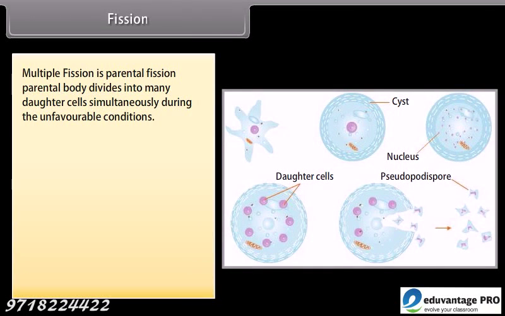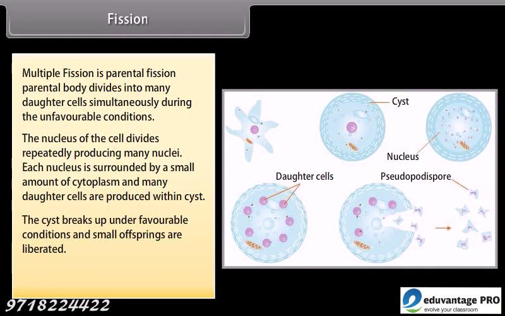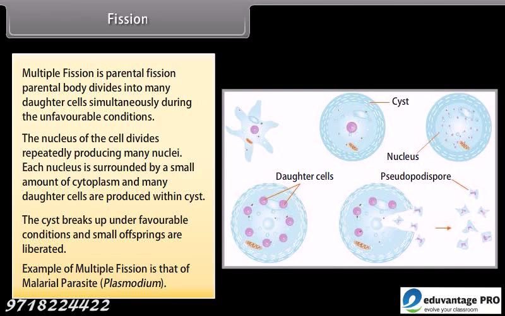Multiple fission is parental fission. Parental body divides into many daughter cells simultaneously during the unfavorable conditions. The nucleus of the cell divides repeatedly, producing many nuclei. Each nucleus is surrounded by a small amount of cytoplasm, and many daughter cells are produced within cyst. The cyst breaks up under favorable conditions, and small offsprings are liberated. Example of multiple fission is that of malaria parasite Plasmodium.